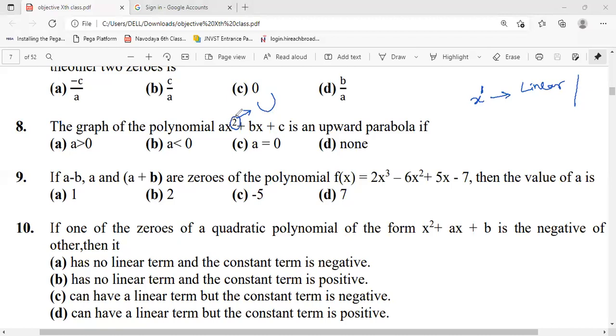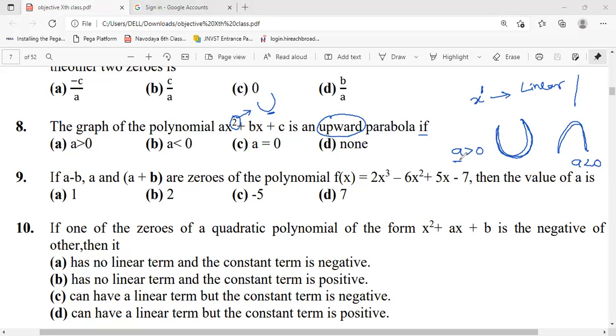For a quadratic polynomial, the graph is a parabola. The parabola may be U-shaped upward or U-shaped downward. So here they are asking when the graph of the polynomial ax square plus bx plus c is an upward parabola, and when it is a downward parabola. If a is greater than 0, you will get an upward parabola. If a is less than 0, you will get a downward parabola.